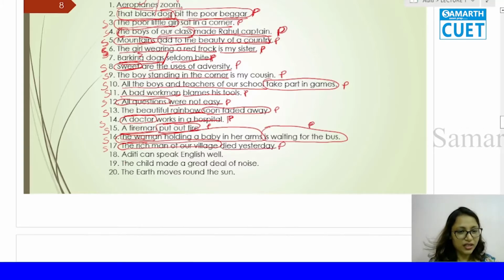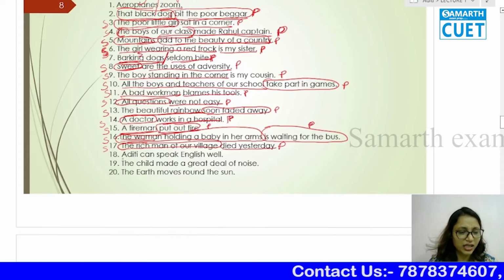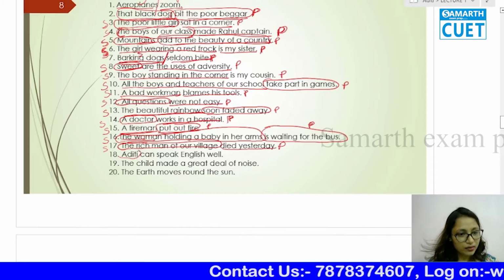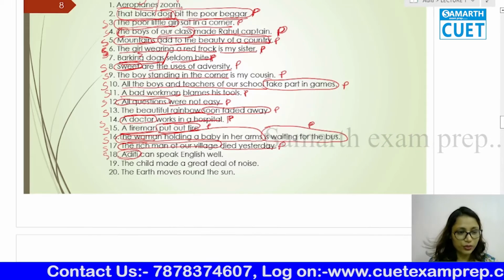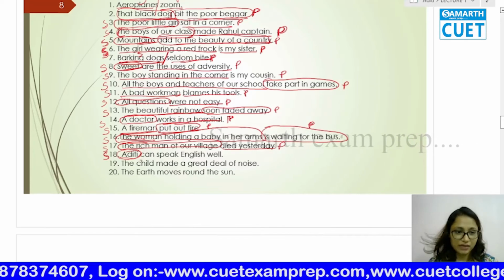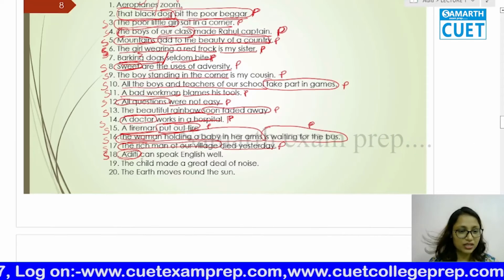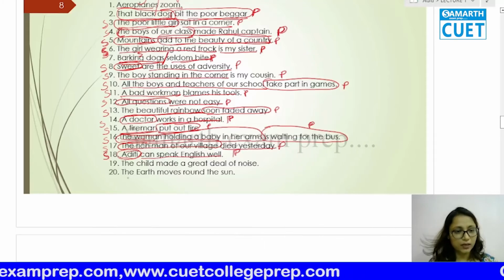Aditi can speak English well. Oh, I'm so sorry for using my name. I am not praising myself, but I just made a sentence. So here, whom are we talking about? Your English teacher, Aditi, which is me. So I become the subject here. That means Aditi has become the subject, and "can speak English well" is the predicate.